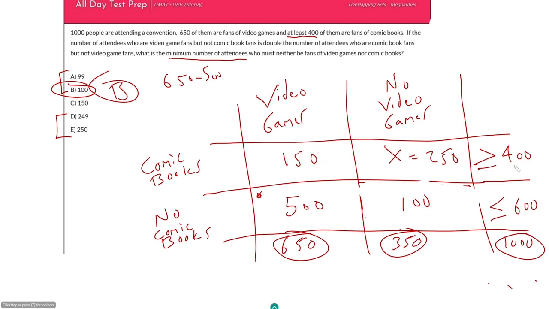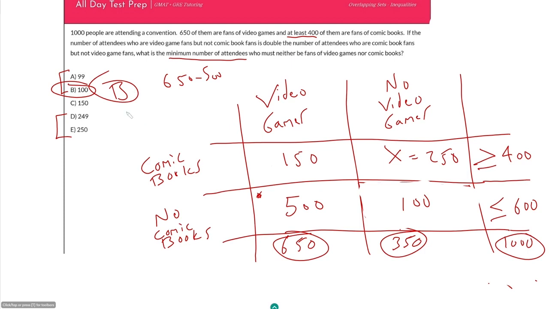This plus this just has to be greater than or equal to 400. So 150 plus 250 is equal to 400. That is greater than or equal to 400. And same here, 500 plus 100. All that matters is this just has to be less than or equal to 600. And so 600 is less than or equal to 600. Our bottom row here and our right column here both add up to 1,000. So this should work. And B is the answer.